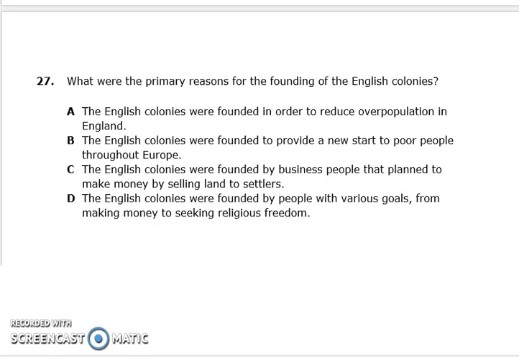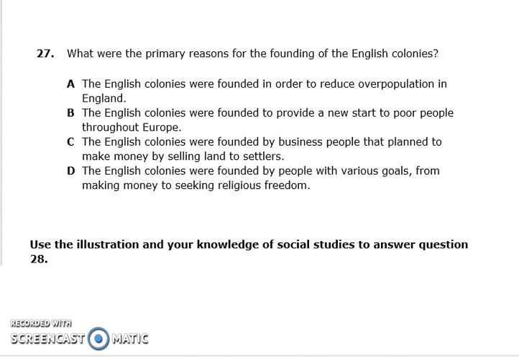What were the primary reasons for the founding of the English colonies? A. The English colonies were founded in order to reduce overpopulation in England. B. The English colonies were founded to provide a new start to poor people throughout Europe. C. The English colonies were founded by business people that planned to make money by selling land to settlers. D. The English colonies were founded by people with various goals, from making money to seeking religious freedom.